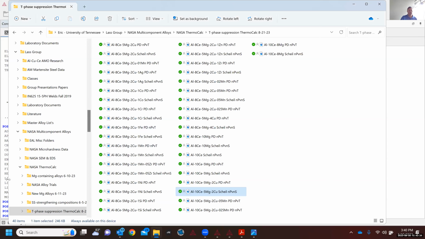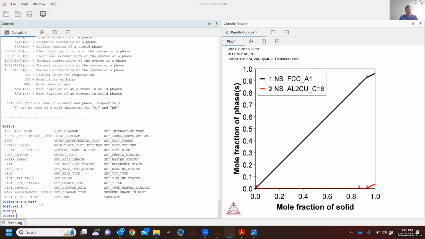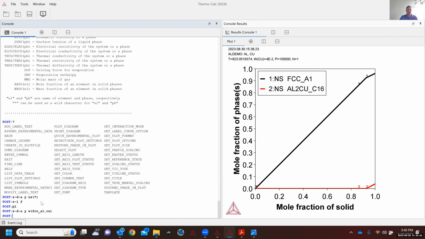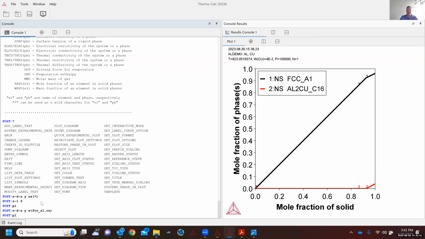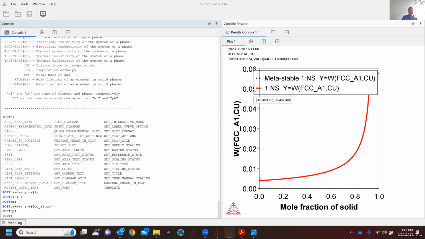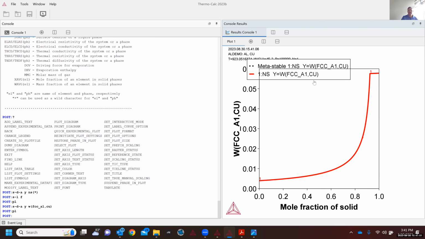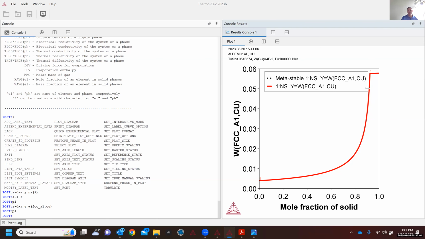We can set diagram axis Y, W, FCC, A1, comma, CU. When we plot that, this is the composition profile. So I mentioned we're going to have what we call coring, where the first bit of solid to solidify is going to have one composition, and it's going to increase, increase, increase.